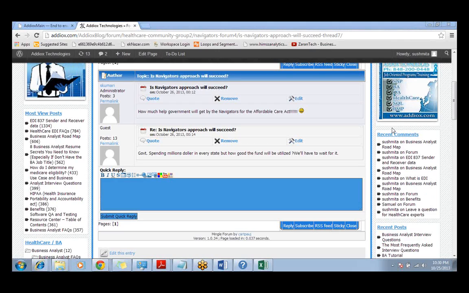What is the concern? My concern is, Susmita, I tried to register to Addiox, and it said it would send me the password, but I did it through two of my emails and never got the password. So you registered on the Addiox blog? I think I did it on the main page, addiox.com.